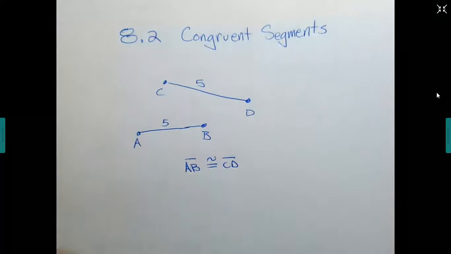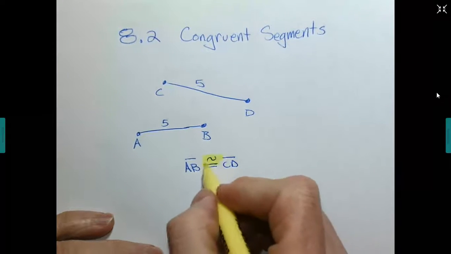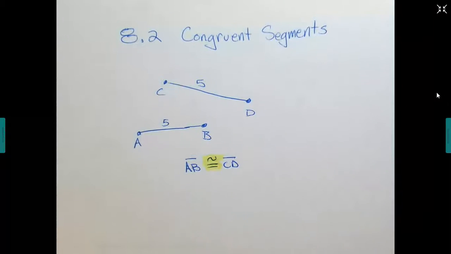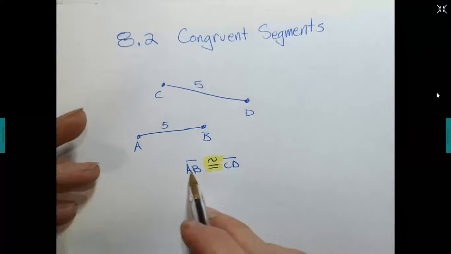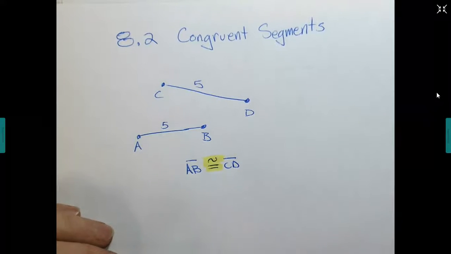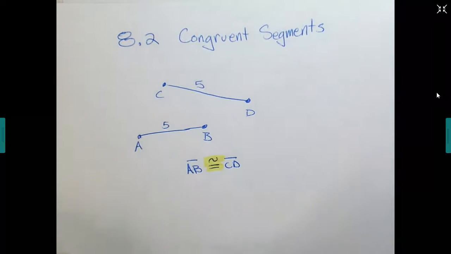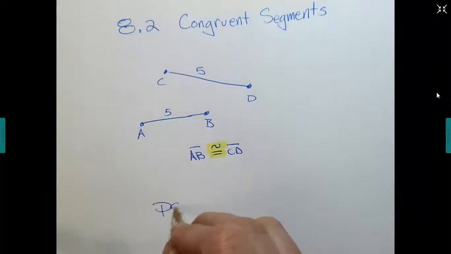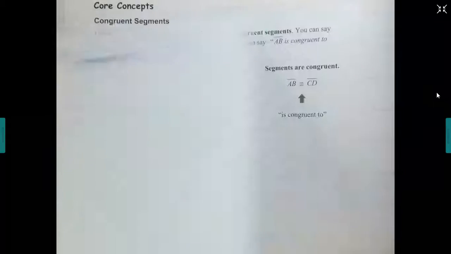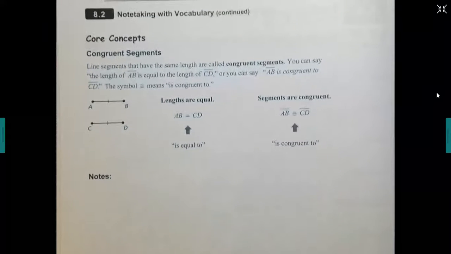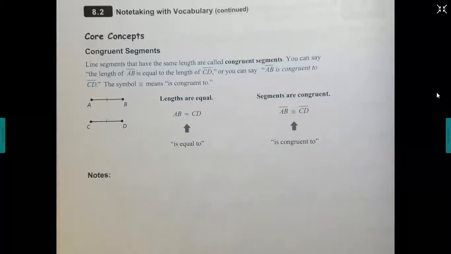And one thing to note is that the equal sign with the little squiggly on the top means is congruent to. So AB is congruent to CD, which means AB is the same as CD. Okay? So, if you can turn with me to page 224 on the core concepts, 8.2.